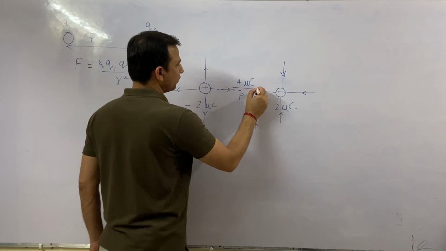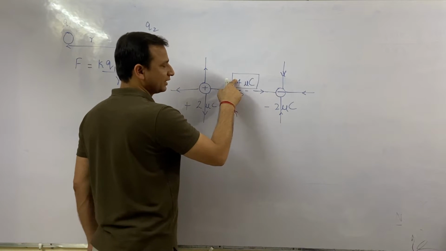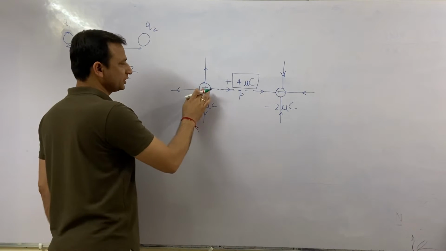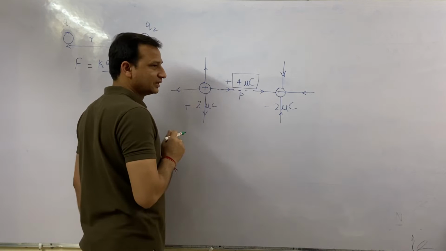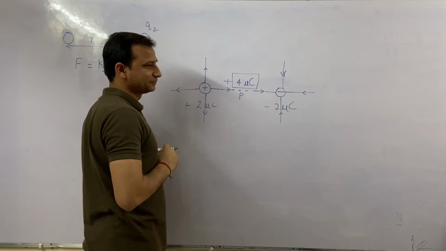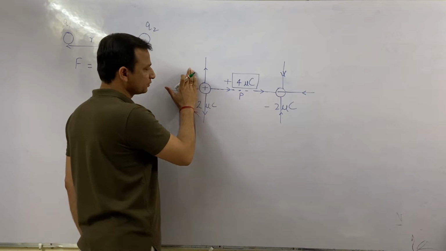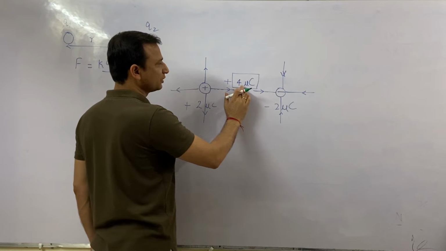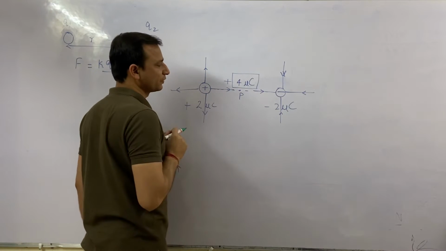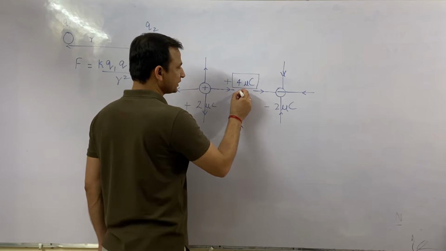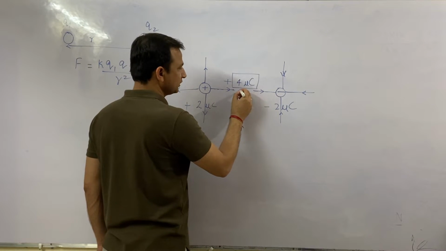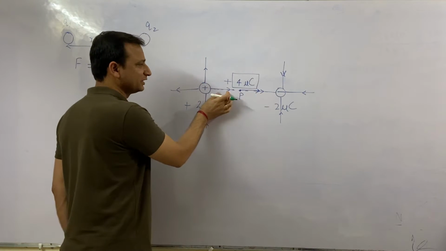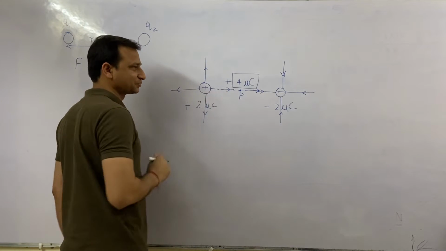And here this 4 microcoulomb charge, I have not written the sign, but this is a positive charge. So positive charge here, positive charge here, they both will repel each other. So assume that this 2 microcoulomb charge is bound to something, so it's fixed, and this 4 microcoulomb charge can move in presence of force. So the force which acts on this 4 microcoulomb charge will point towards the right side because of the repulsion between the two charges.